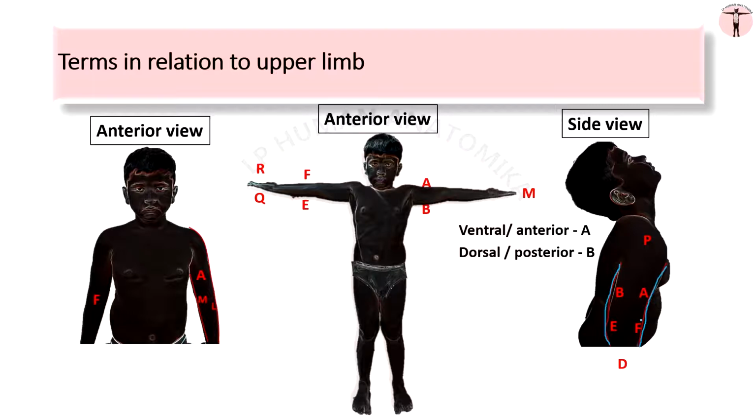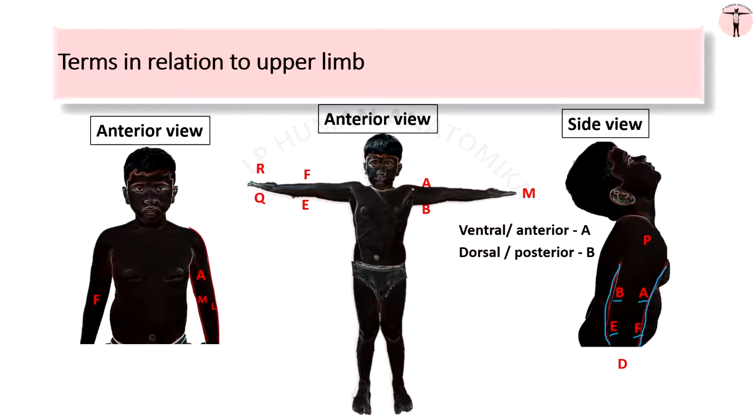So when we check the side view of the upper limb, here A and F are anterior, present on the anterior aspect of the upper limb, but B and E are posterior. They are present in the posterior part of the upper limb.